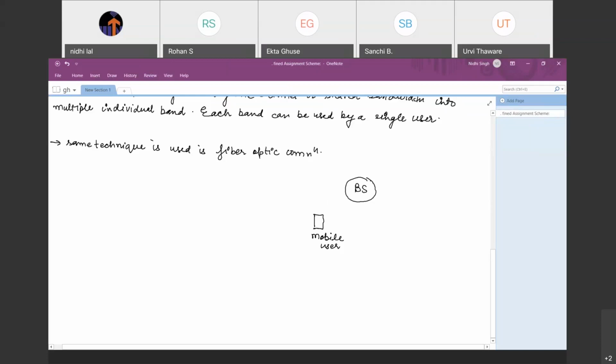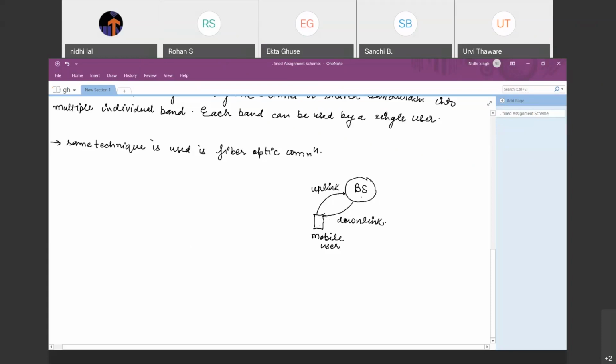So for real-time communication, for transferring data or for making a call, there should be two channels allocated to the user. There is a requirement of two channels. The first one is called the uplink channel and the second one is called the downlink channel. The uplink channel is used for initiating the communication from the mobile to the base station, and the downlink channel is used for maintaining the communication from the base station to the mobile user.